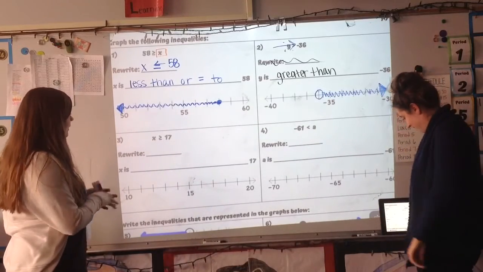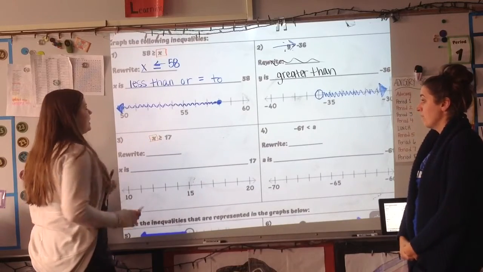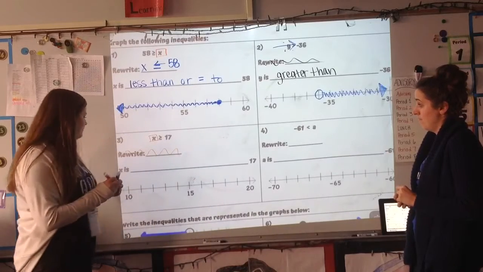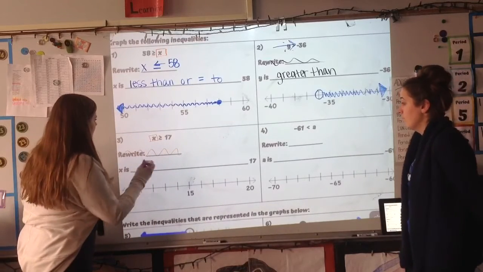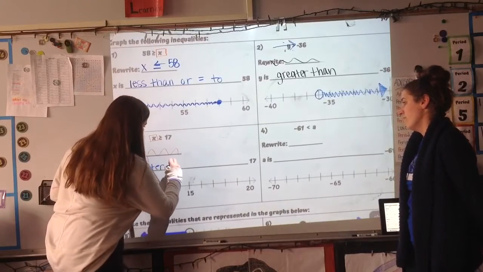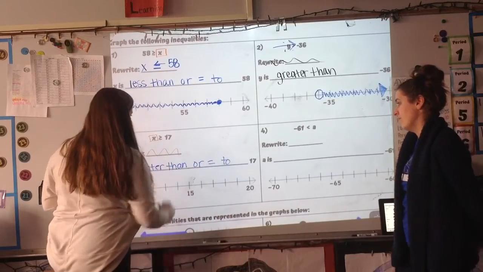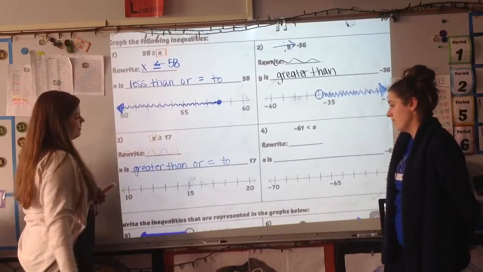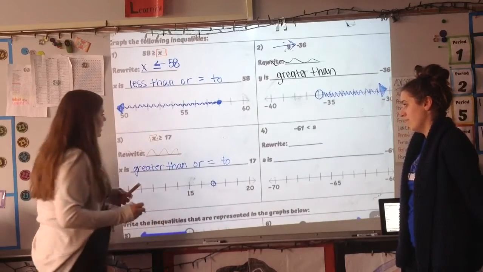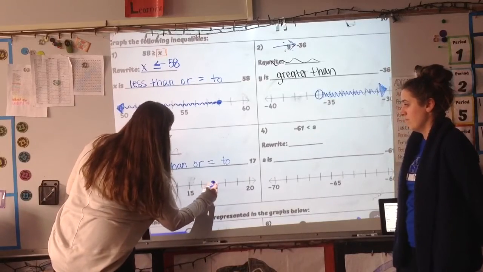X is greater than or equal to 17, so I'm going to highlight my variable. It is on the left, so I do not have to rewrite my inequality. X is greater than or equal to 17. So I'm going to find that number on the number line, 15, 16, 17. I'm going to plot it. Since I have the equal to, that's going to be a closed dot.